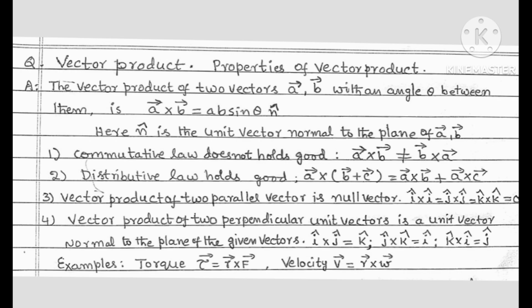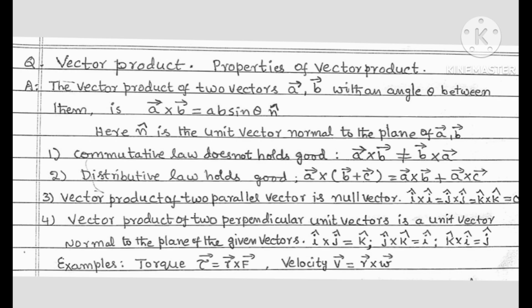Properties of vector product. Commutative law does not hold good. That is, a bar cross b bar is not equal to b bar cross a bar. Distributive law holds good. That is, a bar cross (b bar plus c bar) equal to a bar cross b bar plus a bar cross c bar. Vector product of two parallel vectors is a null vector.